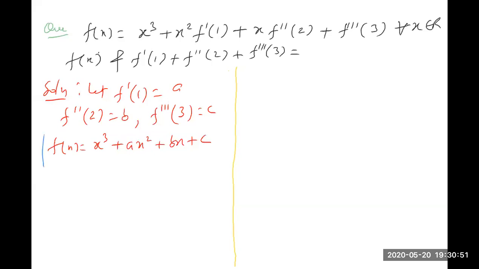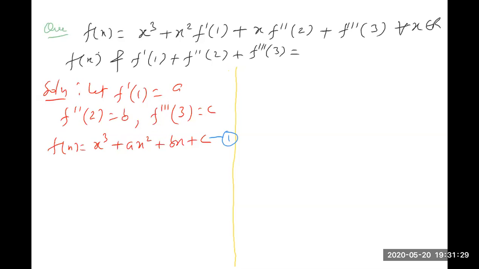This is the f(x). Everybody understood this step? Yes. Everybody understood? Yes, sir. Now what we will do, we will use these concepts again and again.